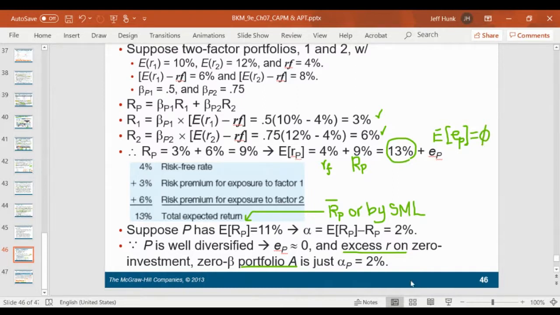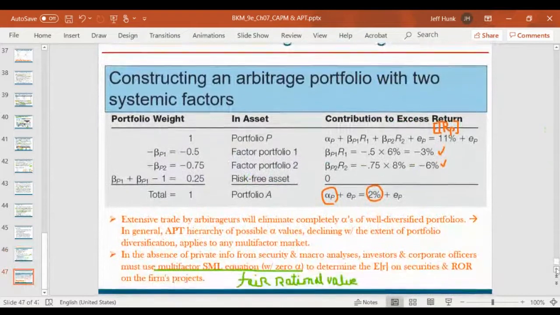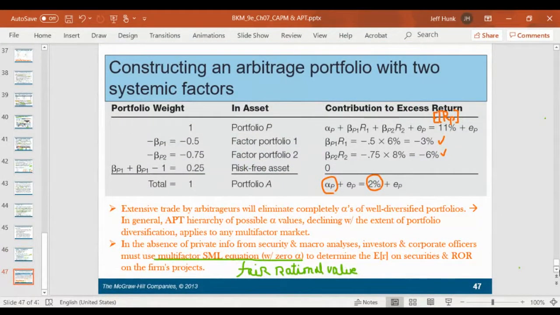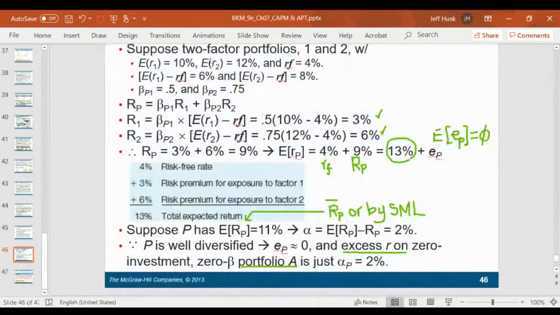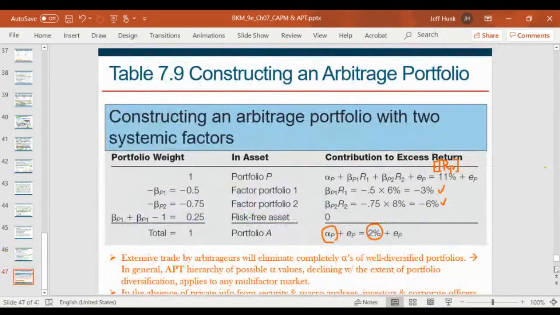Okay, white noise. So here is the summary of how to do that, constructing an arbitrage portfolio with two systematic factors, right? Since alpha is positive, you short sell factor portfolio 1 and factor portfolio 2, and their betas were given already, right? 0.5, 0.75.